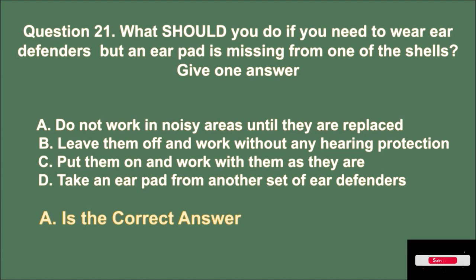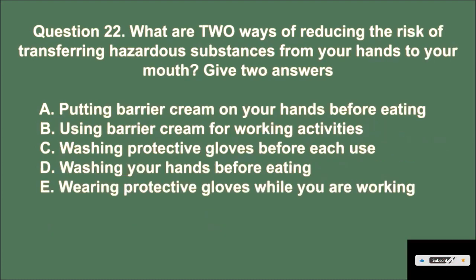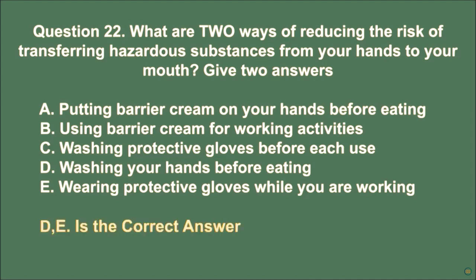A. Is the correct answer. Question 22. What are two ways of reducing the risk of transferring hazardous substances from your hands to your mouth? Give two answers. A. Putting barrier cream on your hands before eating. B. Using barrier cream for working activities. C. Washing protective gloves before each use. D. Washing your hands before eating. E. Wearing protective gloves while you are working. D and E is the correct answer.